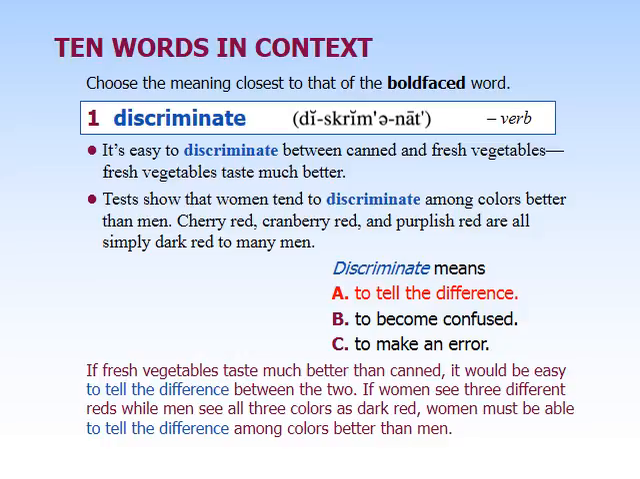Now, the other meaning of this word discriminate is related to the word discrimination. And discrimination is really about treating people differently because they're different from you. To discriminate means to treat someone poorly because they're different from you. So this meaning of discriminate is slightly different than that meaning, but you can see that both of them are based on differences.